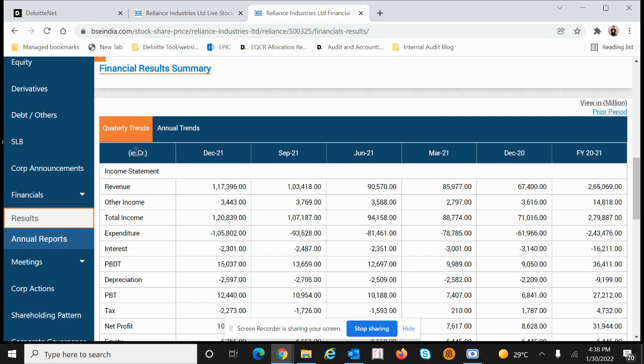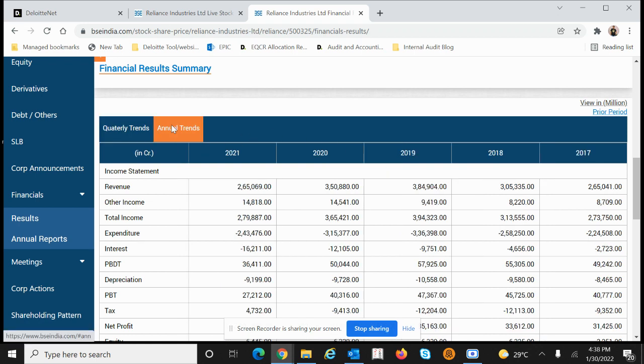Here these figures are in crores. This will give you the result on a quarterly basis: December 21, September 21, June 21. If you don't know, the listed companies are required to submit their result on a quarterly basis. So as of December 21, September 21, June 21, March 21, December 20, and this is the financial year 2021 as a whole.